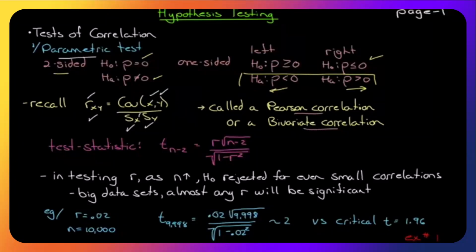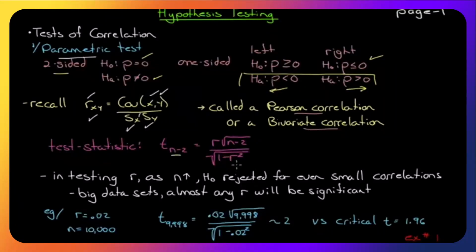Let's look at the test statistic that we're going to use. It is T-distributed, but it doesn't have the regular form that we would expect to see when we test means. The numerator is R multiplied by the square root of the degrees of freedom. We have n minus 2 degrees of freedom. And our denominator is the square root of 1 minus R squared.